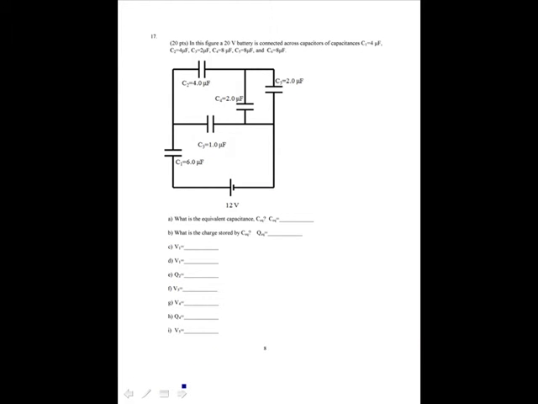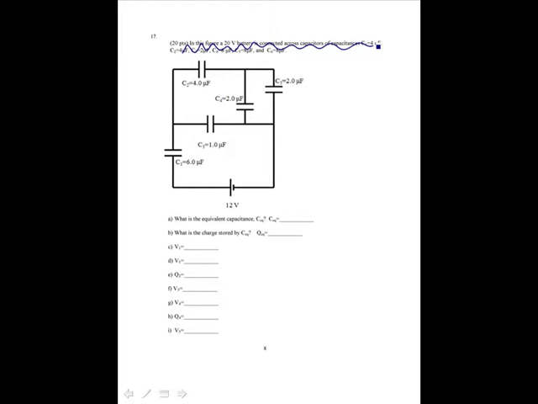Alright, in this figure, a 20-volt battery is connected across capacitors of capacitance C1 equals 4 micro... Or excuse me, I'm sorry. You weren't supposed to... I said in class not to worry about this and just go with the numbers. This was from a different problem. Okay, but the circuit is different from that problem.